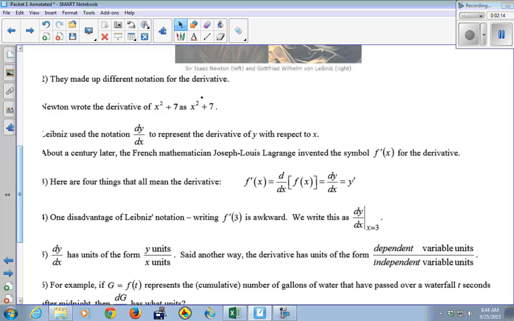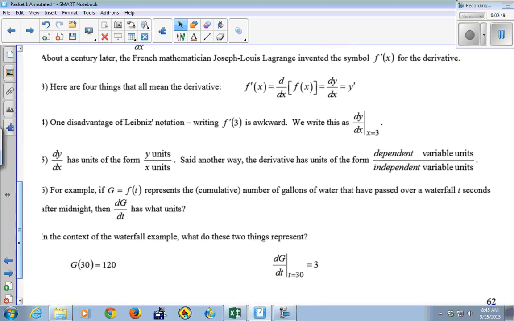Leibniz used a notation dy dx to represent the derivative of a function y with respect to x. And about a century later, the French mathematician Lagrange was the one who invented the prime symbol, f prime of x, to represent the derivative of f. Okay, so there we have 4 things that all mean the derivative here: f prime of x, d dx of a function f of x, dy dx, and y prime. They all mean derivative of a function.